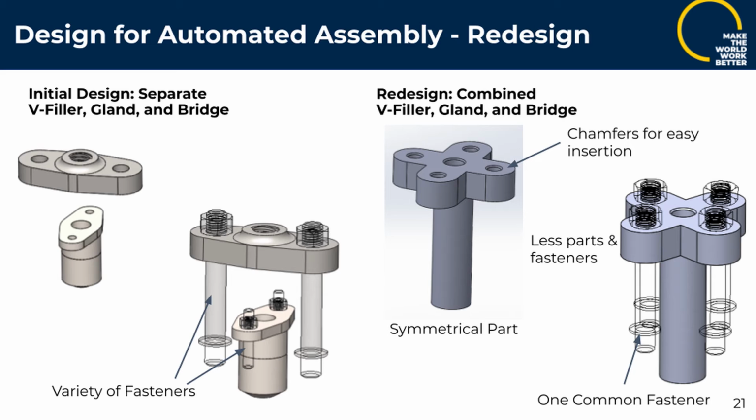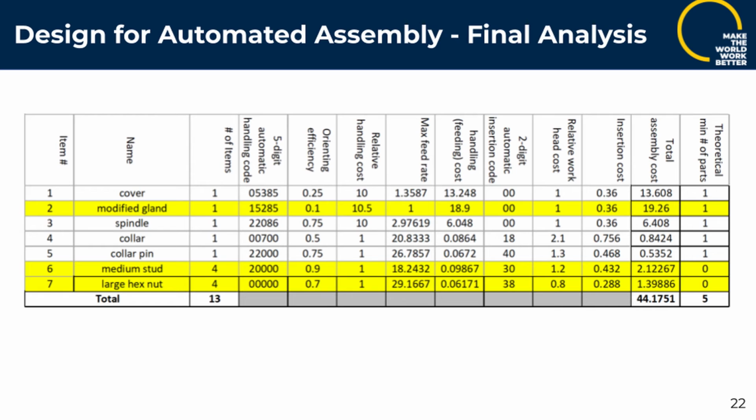This complies with the design for automated assembly guidelines such as reducing the part count, reducing the fasteners, reducing part variety, increasing part symmetry, and adding features for easy insertion. After the redesign, we were able to reduce the assembly to 7 different parts and the total assembly cost to just over 44 cents. When considering the performance, this redesign will maintain the ability to withstand pressure and prevent leaks.